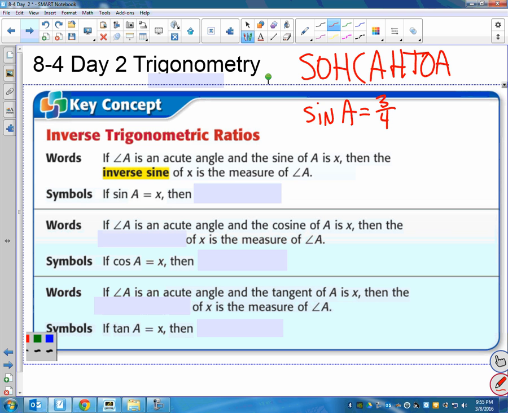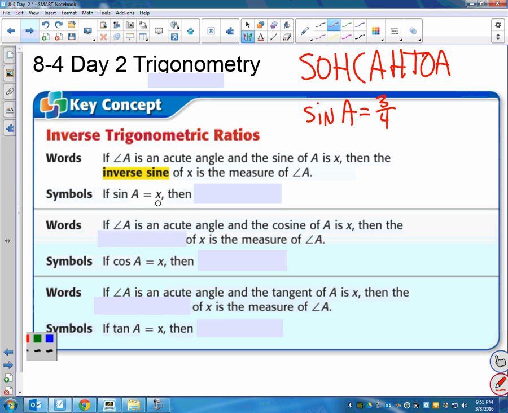But if sine of A equals X, which is right here, and I want to solve for A, I'm going to do the inverse. This is the symbol here. The symbol for inverse sine looks like sine -1. Maybe you saw that on your calculator yesterday and wondered what it means. We don't say sine -1, we read that as inverse sine. It's just the symbol is a -1.